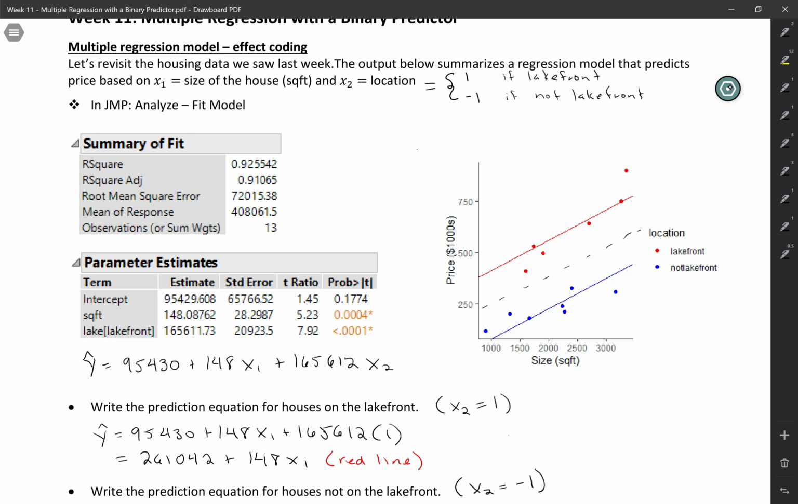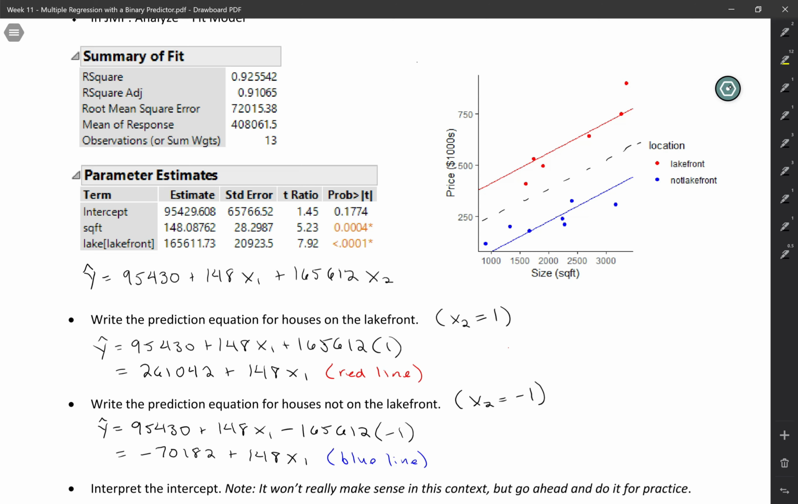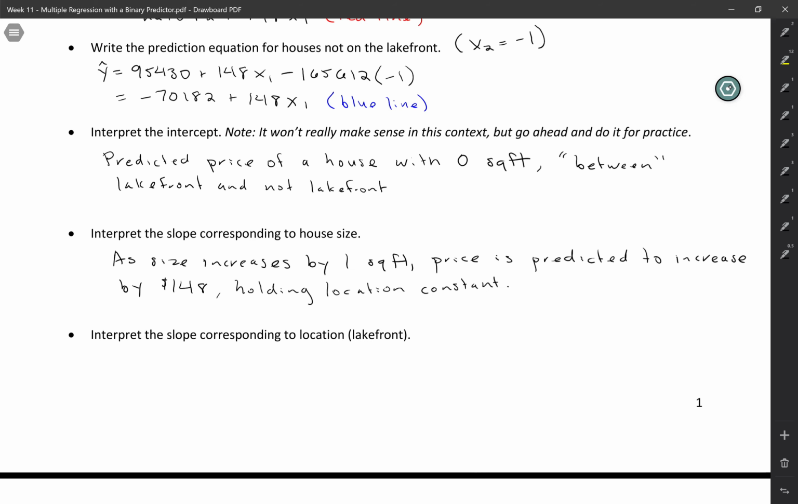Remember we said 0 is like this dotted line in the middle. This is like the average regression line, the one in between lakefront and not lakefront. And we're talking about the change in price as we go from that line up to lakefront. So basically, as we go from the average up to lakefront, we're adding $165,612. That's our predicted increase in price as we make that change. So the difference between the predicted value for lakefront compared to the average predicted price, to go back to language that we used when we were doing ANOVA, that's like an effect. So this is the predicted effect of being on the lakefront.